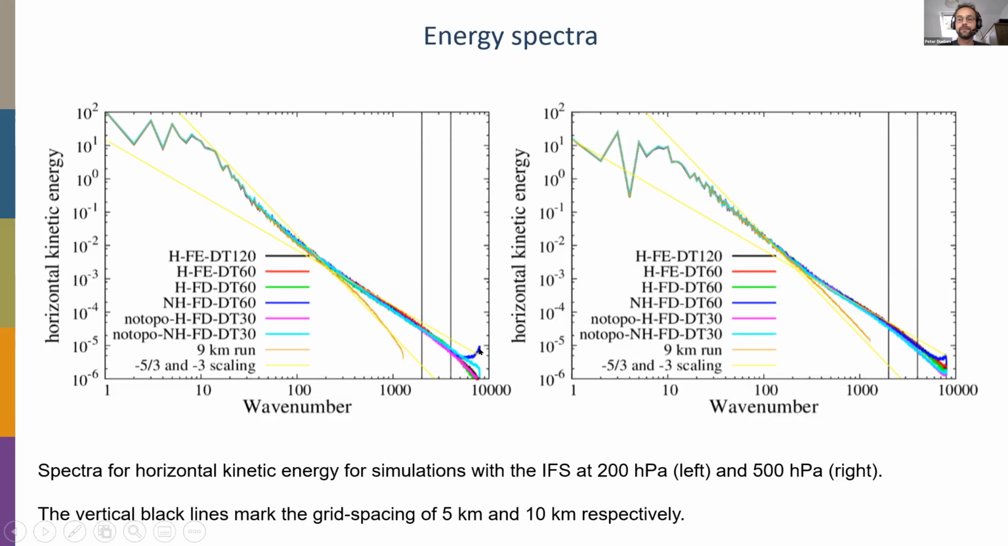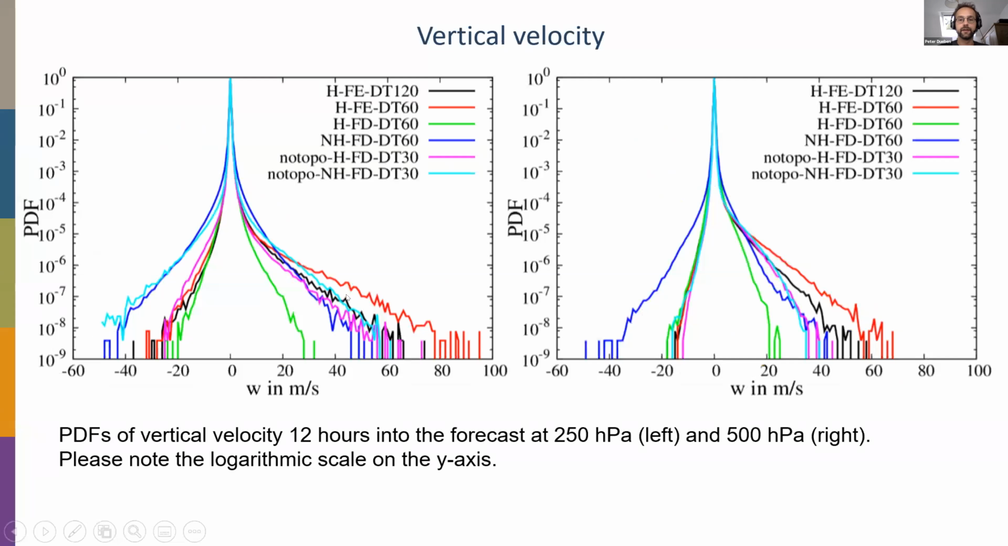The probability density functions of the vertical velocity that we see for those different simulations. I don't want to go into too much detail here, but I want you to get the message that those distributions look actually very different for the different simulations. This is just a logarithmic scale, so most of the points are going to be around 0. However, for the more extreme vertical velocities, the distribution looks very different for the different simulations.